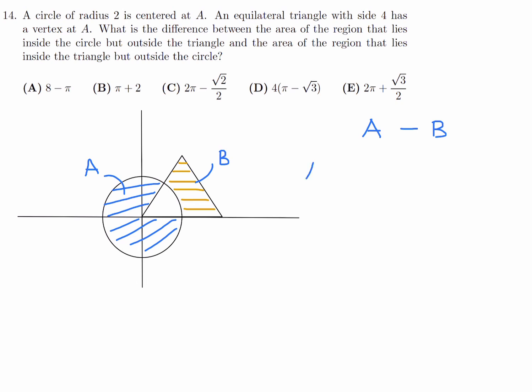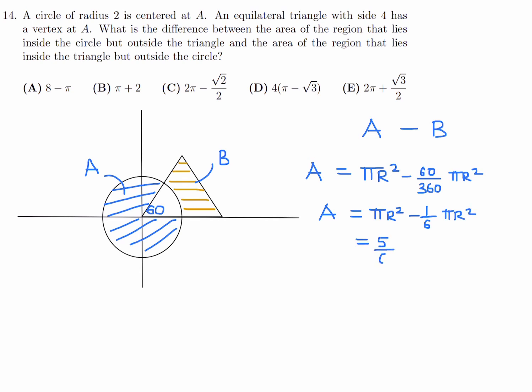Well, A is really just a circle with that pie segment cut out of it. And that pie segment, since it's equilateral, this is 60 degrees, and that's very helpful. So it's essentially just pi r squared minus 60 over 360 pi r squared. That's it, really. So that is going to be pi r squared minus what? 1/6, right? Pi r squared. So this is just 5/6 pi r squared.